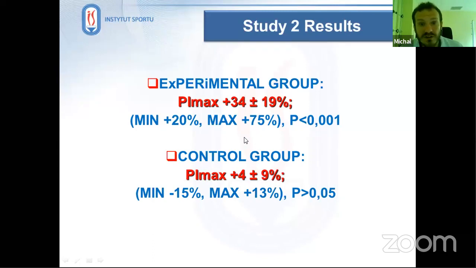Still it was possible to increase the power of inspiratory muscle by about 35%. And in the control group, which did the same kind of training, but without inspiratory muscle training, the inspiratory pressure increased only 4%. So it's like a statistical error of the measurement. So we clearly can see that inspiratory muscle training, even in high performance athletes, can give us some good results and can support the performance of athletes.